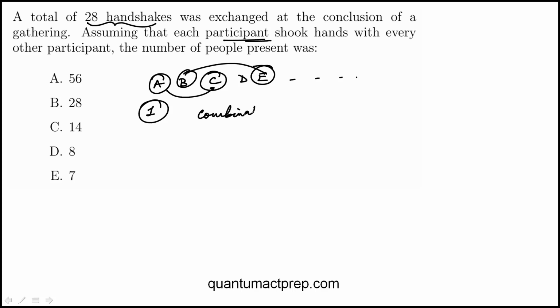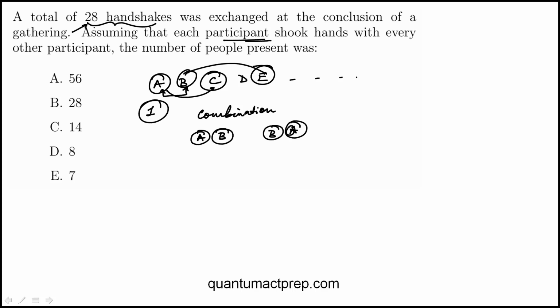And what does that mean? That means that here we have to find out how many sets of two people I can select from a group. And the order doesn't matter, which means that if you select A and B, that counts the same as B and A, because for handshakes, A shaking hands with B or B shaking hands with A is the same. So this is really a combination problem.